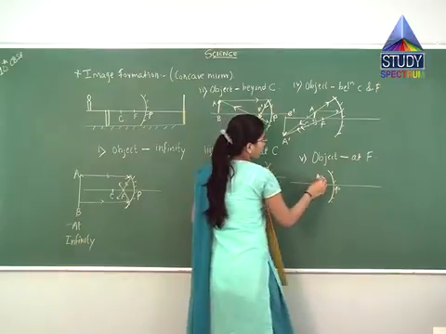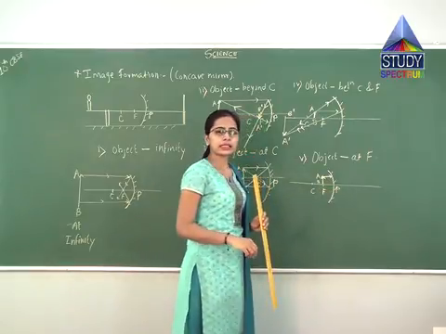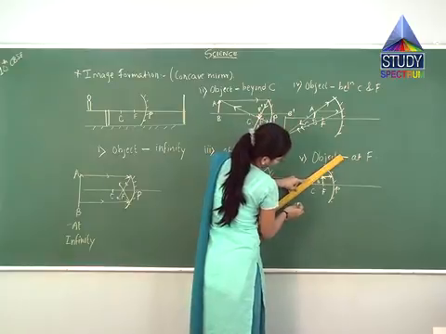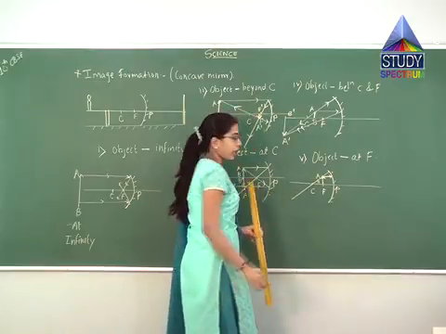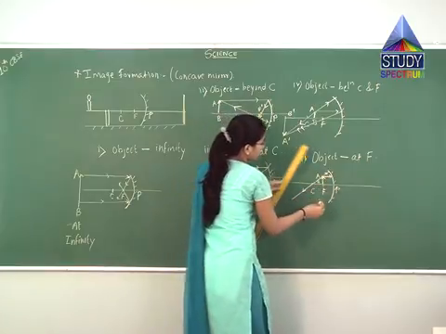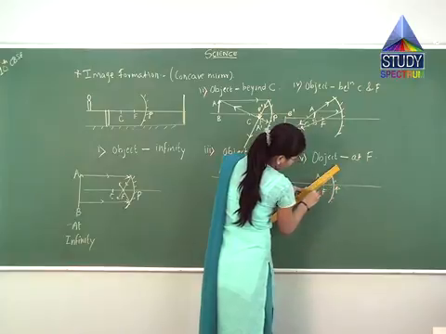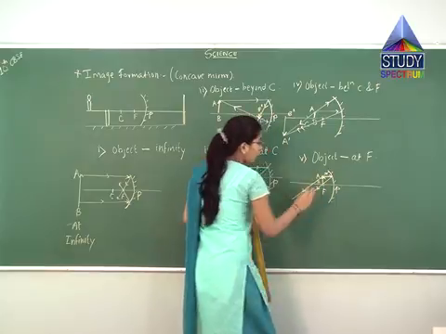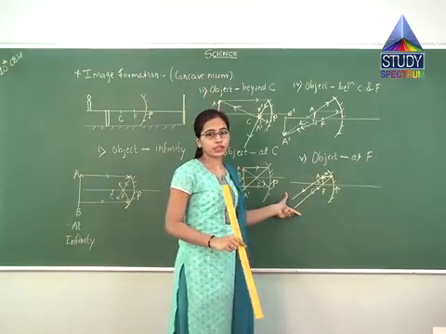Now one ray will travel parallel to the principal axis, and similarly another ray will travel through the center of curvature like this, and it will also get reflected back. Now the ray which is parallel will come back through the focus. So now you can see these two rays are parallel to each other.